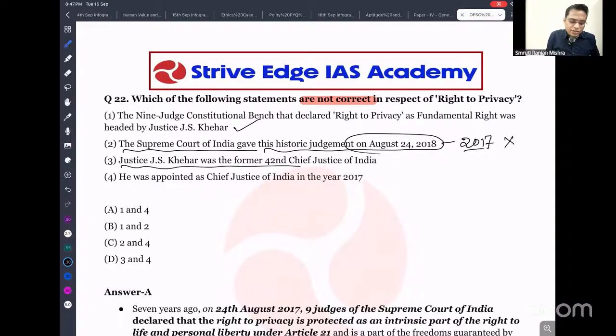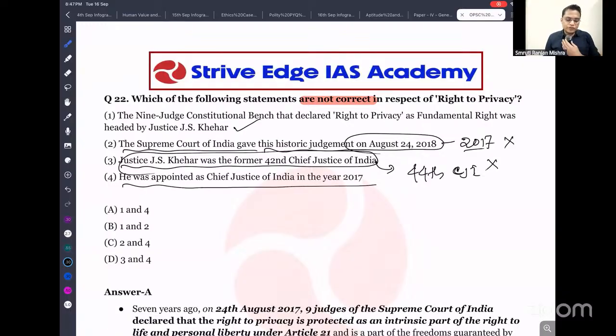J.S. Khehar was the 42nd Chief Justice of India. No, J.S. Khehar is the 44th CJI, Chief Justice of India, so this is also wrong. And he was appointed as the Chief Justice of India in 2017. Yes, this is right. So 2 and 3 is the answer. I think it is wrongly given here. So I think 2 and 3.